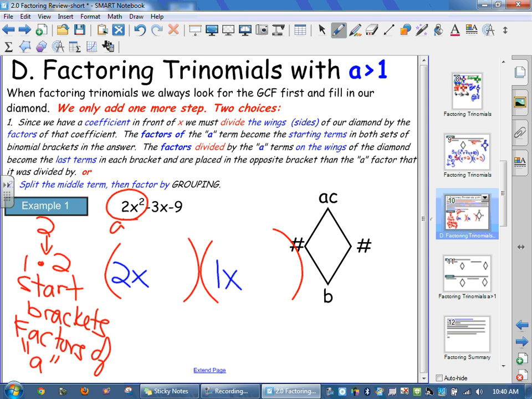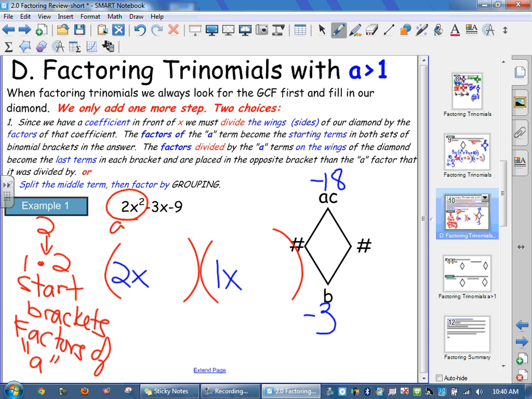A times C, 2 times negative 9 gives me a negative 18 on top. And my middle number is a negative 3. Well, what are my factors of negative 18? 1 times 18, 2 times 9, 3 times 6.